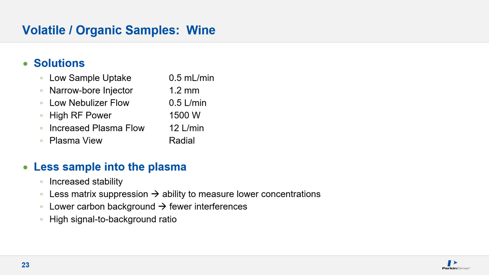The low sample uptake rate and narrow bore injector decrease the amount of sample entering the plasma, which helps increase stability and minimize matrix suppression. In addition, the higher RF power and increased plasma flow also increase stability and minimize matrix suppression. The low flow nebulizer is optimized for low sample uptake rates to help maintain sensitivity. Using a radial plasma view lowers the carbon background, meaning that fewer carbon interferences are present. All these changes will ultimately result in a higher signal to background ratio, allowing lower concentrations to be measured. Another option is to use a chilled spray chamber, which will also decrease plasma loading, but a chilled spray chamber was not used in the wine analysis.